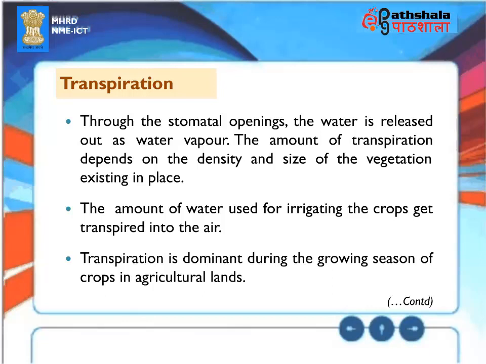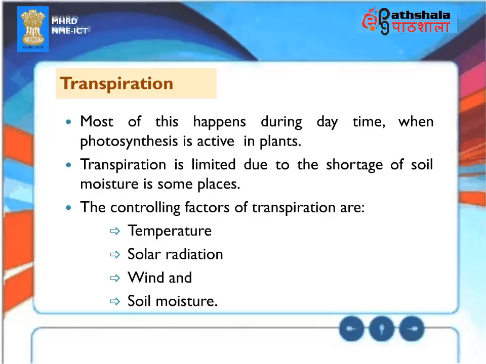The amount of transpiration depends on the density and size of the vegetation existing in a place. The water used for irrigating the crops gets transpired into the air. Transpiration is dominant during the growing season of crops in agricultural lands. Most of this happens during daytime when photosynthesis is active in plants. Transpiration is limited due to the shortage of soil moisture in some places. The controlling factors of transpiration are temperature, solar radiation, wind, and soil moisture.